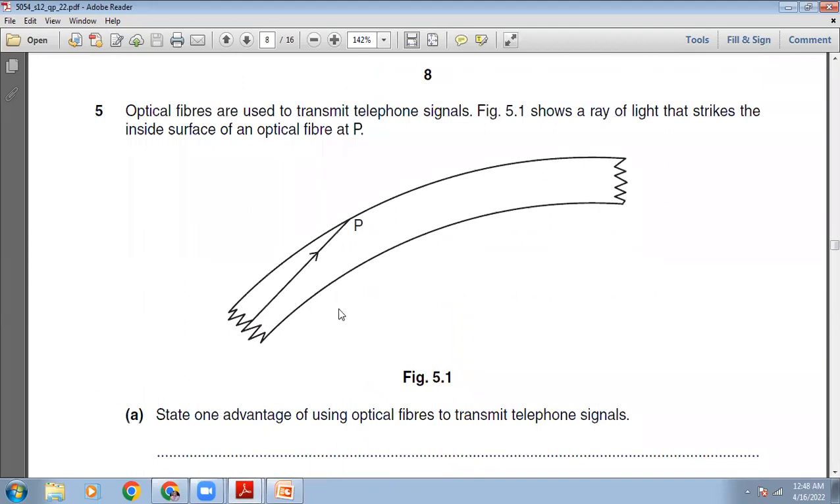Optical fibers are used to transmit telephone signals. Figure 5.1 shows a ray of light that strikes the inside surface of an optical fiber at P. State one advantage of using optical fibers to transmit telephone signals.